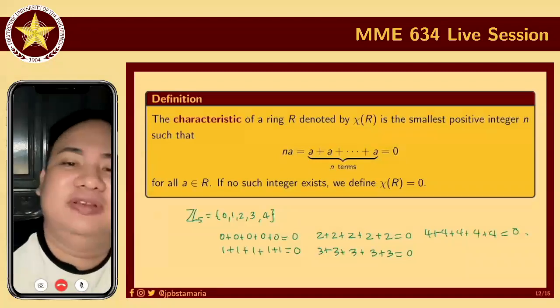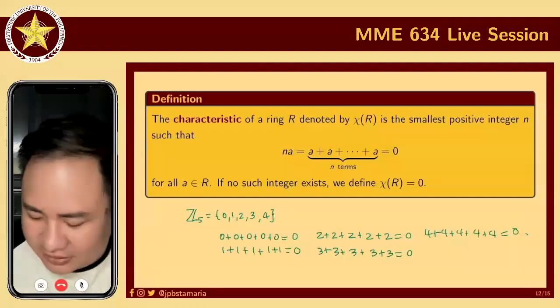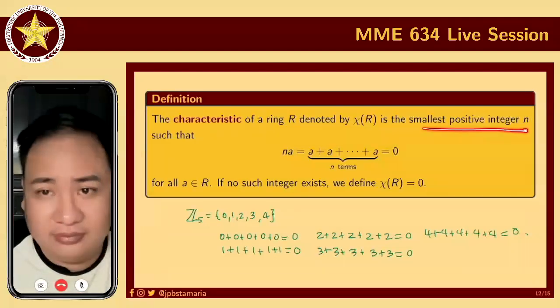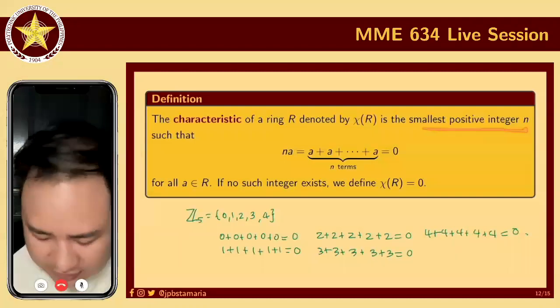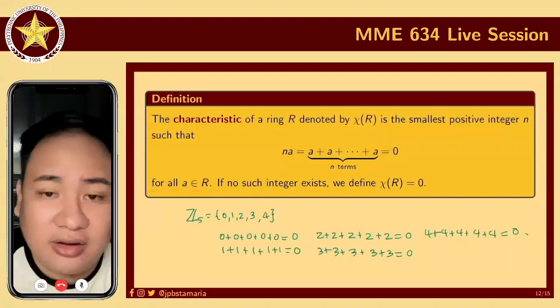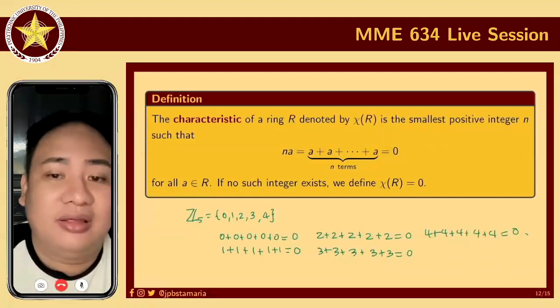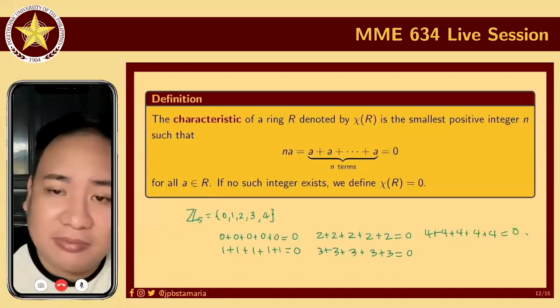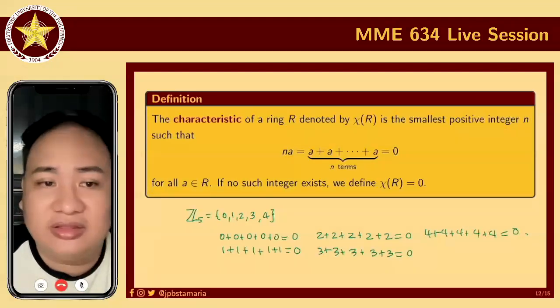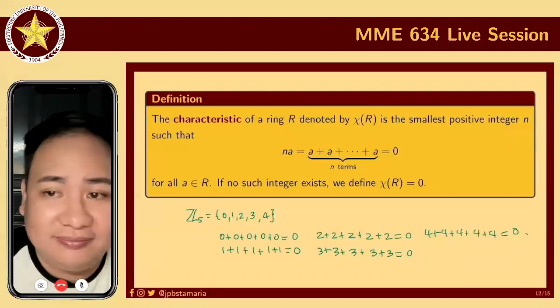Anong definition natin ng characteristic of a ring? It is the smallest positive integer n so that nA is equal to 0 for all A in R. Ano yung sabihin natin ng nA? nA is shorthand for A plus blah blah blah plus A, where you get n copies of A. Naintindihan nyo?